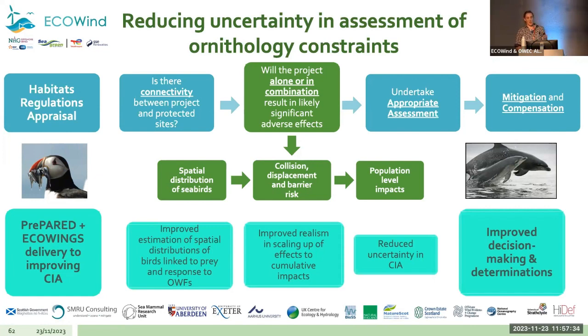So within Prepared and also within some of the ECOWind projects, but particularly ECOWINGS, that's really about improving this estimation of the spatial distributions of birds in relation to their prey and how those are affected by offshore wind farms. It's about improving the way that we scale up these effects. We've talked a lot about not wanting to just estimate effects in isolation and add them together. So Prepared is working to develop new understanding and new models to do that in a much more realistic way. And then finally, it's about reducing uncertainty, particularly at the population level, by including things like the shifting baseline and the way that we look at population trends and impacts.